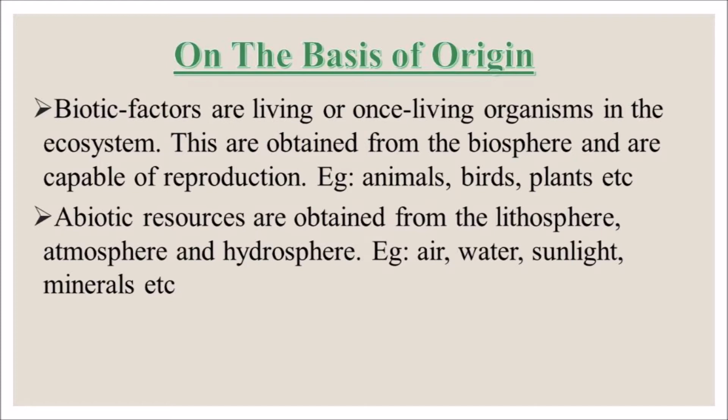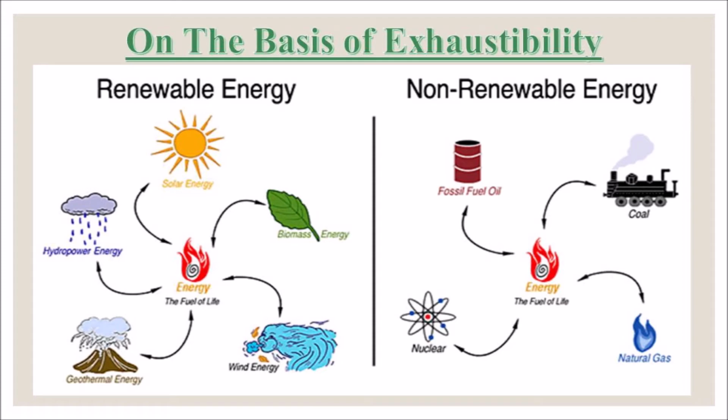So these are obtained from the biosphere and are capable of reproduction. Example, animals, birds, plants, etc. Next one, abiotic resources. And these resources are obtained from the lithosphere, atmosphere and hydrosphere. Example, air, water, sunlight, minerals, etc.